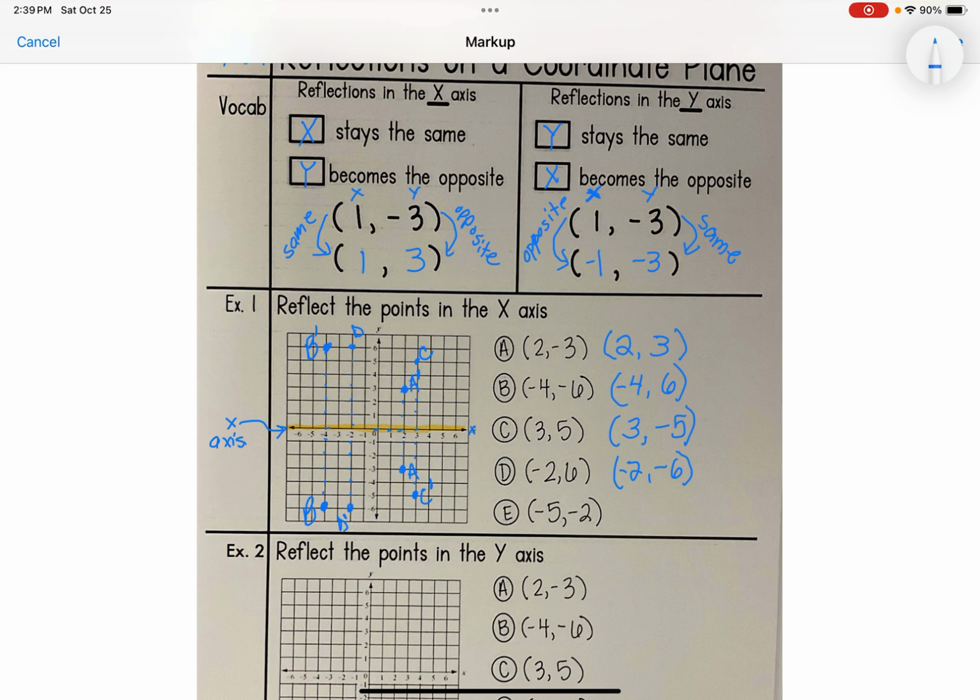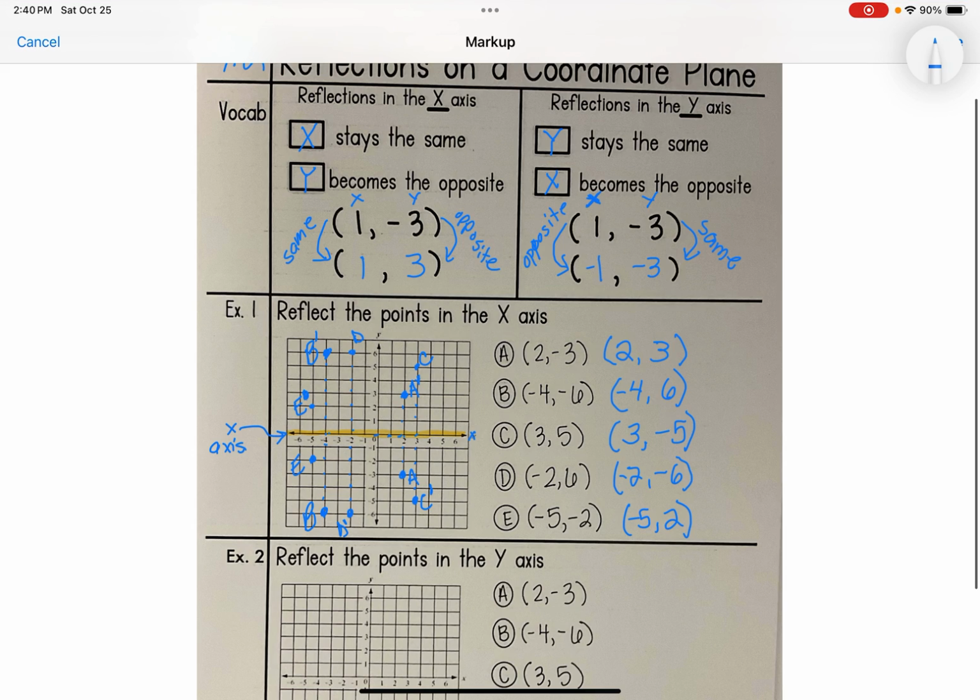Okay, and lastly, I've got negative 5, negative 2. Over here to negative 5, down to negative 2, that's E. And then I'm going to do the opposite, so I keep the X the same. I make the Y the opposite, so negative 2 becomes 2. I'm going to go over to negative 5, up to 2, and I have E prime. Okay? And that's reflecting over the X-axis.